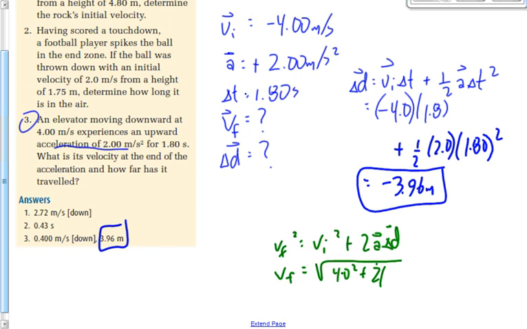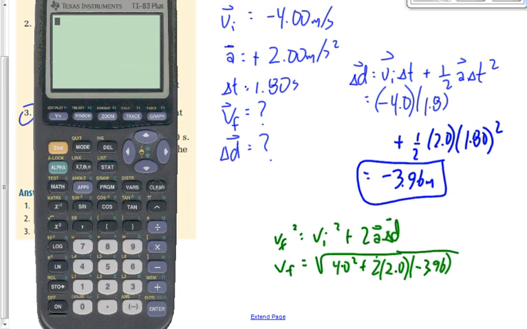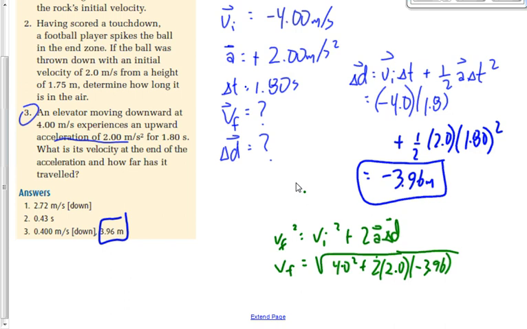The acceleration was 2, and the displacement was neg 3.96. Don't forget the negative there. Okay, this is a vector, so we have to put the negative on that one. Okay, let's solve for this one now on our calculator. Let's say 4 squared. Let's add to that, do some brackets, 2 times 2 times neg 3.96 and the bracket. I get 0.16. Let's square root that. And I get 0.4. Is that the answer? It is.